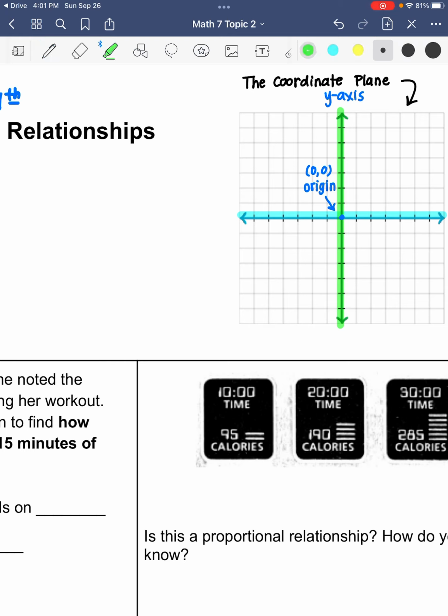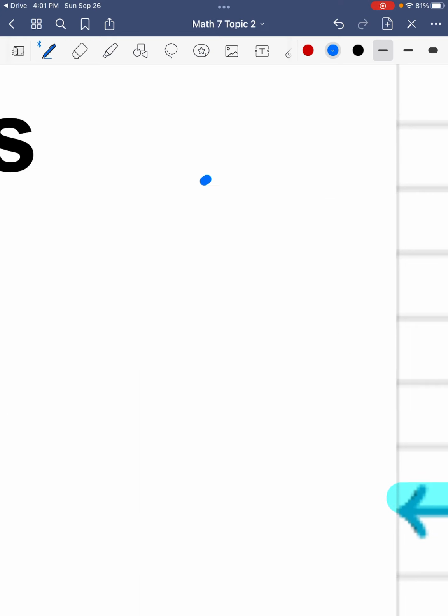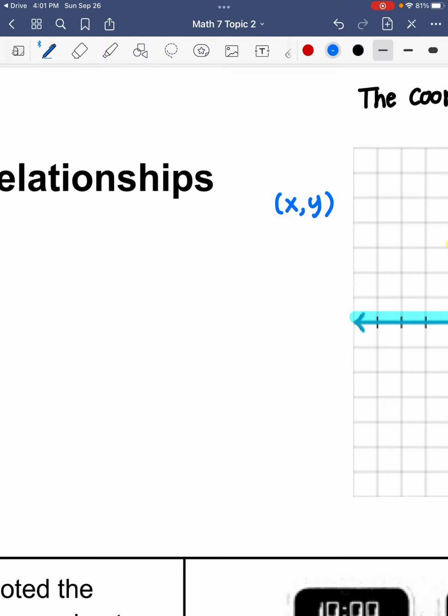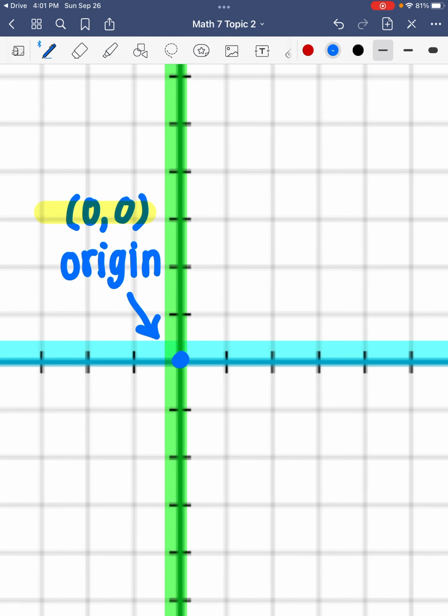Now, I do want to talk about how I wrote that right there. Okay, so coordinate points or coordinates are always written in the form of x, comma, y. And you do put parentheses around coordinates. So it always starts with the x coordinate first, and the y coordinate always comes after that. Okay? Now, keeping that in mind, let's figure out what this point right here would be.